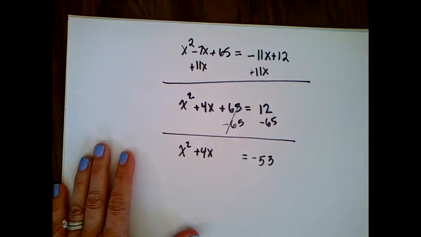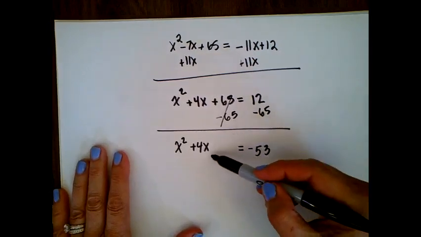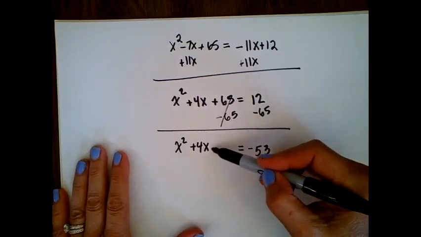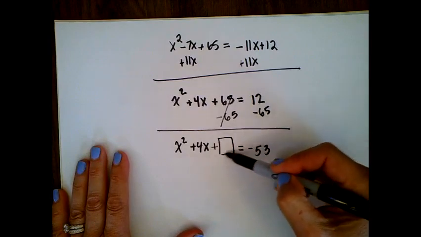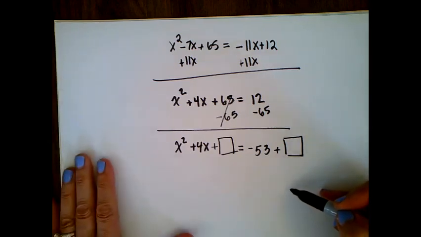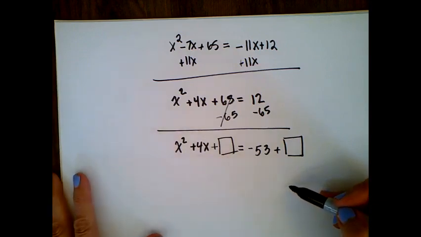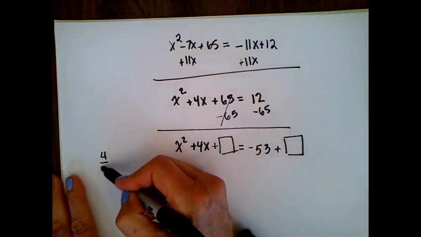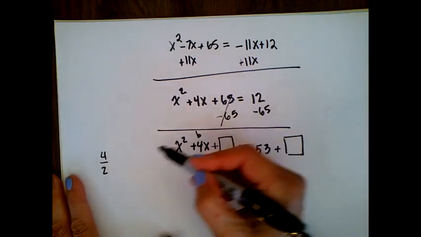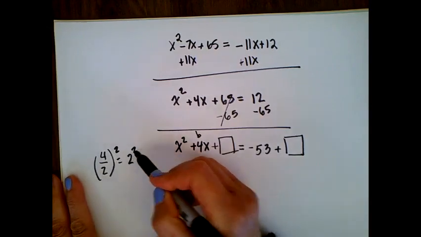So what's our next step? Our next step is to complete the square. Notice I've left some space here. I like to put that box to remind me that what I do to one side I do to the other, but you don't have to. What is the value we add to complete the square? Take half of the middle term, remember that's your b, and square it. 2 squared is 4.